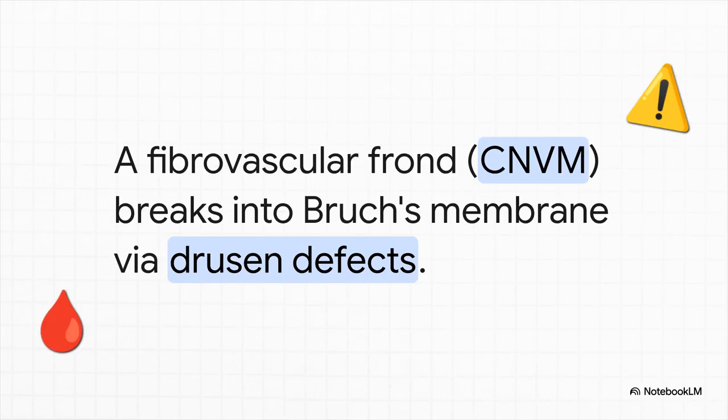So the crucial point we're getting to is this. What happens when things go wrong? When a patient actually transitions to exudative or wet AMRD, a fibrovascular frond grows into a space where it absolutely shouldn't be. Because of the structural defects in Bruch's membrane caused by all that drusen accumulation we just talked about, abnormal vessels from the choroid break through. We call this a choroidal neovascular membrane, or a CNVM. The barrier has been breached.